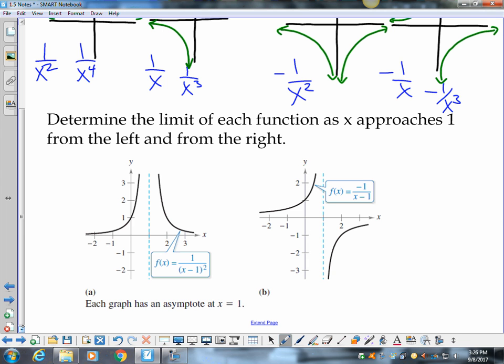Determine the limit of each function as x approaches 1 from the left and the right. Okay, so here's my function. As we approach 1, because it's an even function and it's a positive, I know that they're both headed up. So I know that this function's limit is positive infinity. This one, because it's odd on the bottom, they're headed in 2 different directions. So from the left, I'm headed to positive infinity. But from the right, I'm headed to negative infinity. So the limit overall does not exist, but from each side it does.